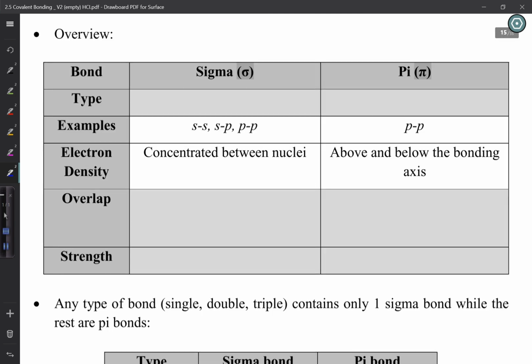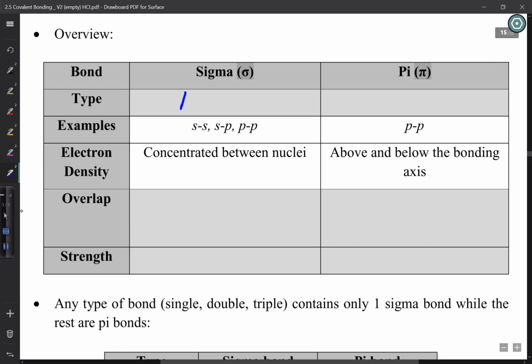So now as a summary, sigma bonds, right? They are a type of head-on overlap, whereas pi bond is side-on overlap or sideway overlap. So these are examples. For sigma bond, it can be s-s, s-p, p-p. For pi bond, it can only be between p-p. Electron density for sigma is concentrated between nuclei. For pi bond, it is above and below the bonding axis.